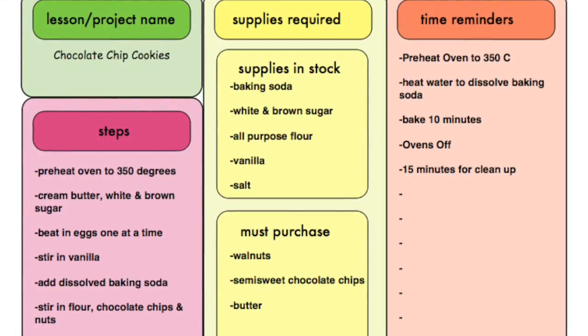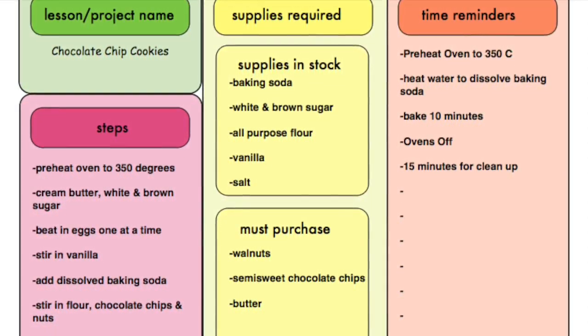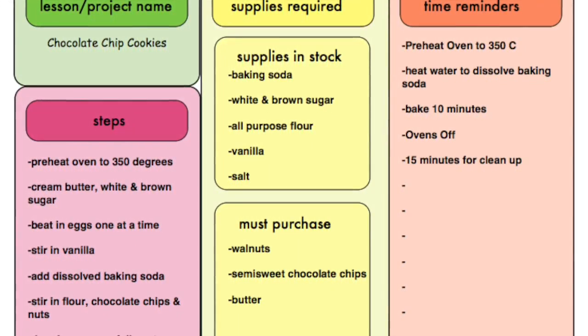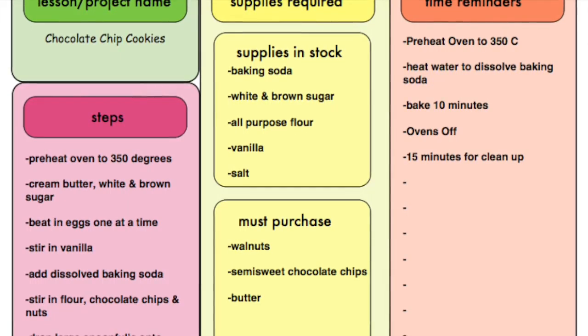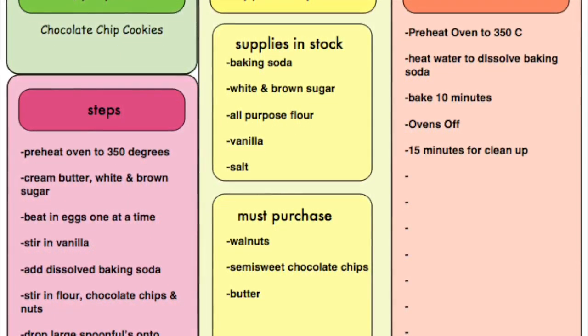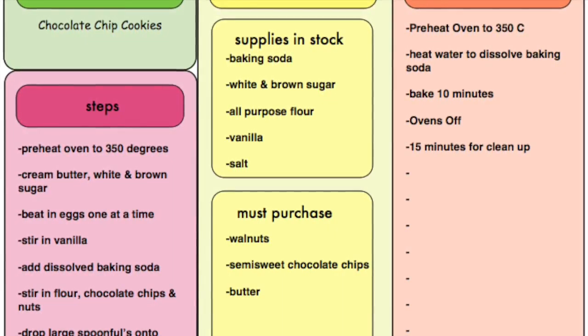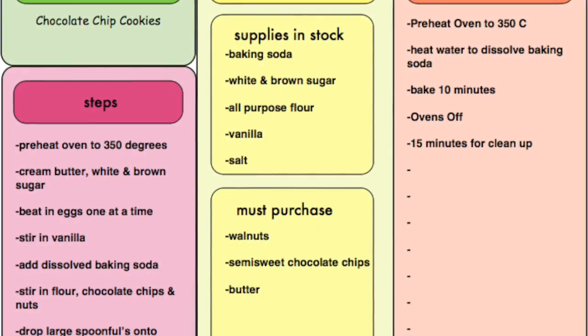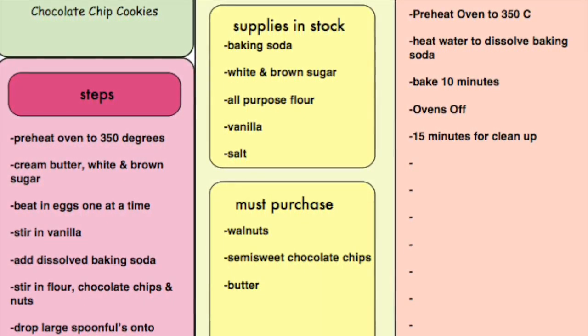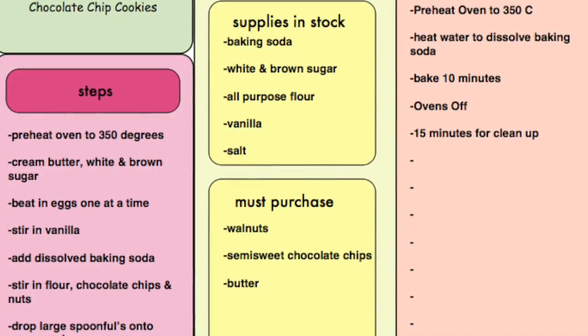Within the supplies required section, it becomes clear how both zones work together. You can see how the ingredients already present within the classroom are separate from the list that effectively becomes the grocery list. This way, nothing is missed, and you are not left scrambling to find missing ingredients. The time reminder section has notes within, reminding the instructor that the ovens need to be preheated.